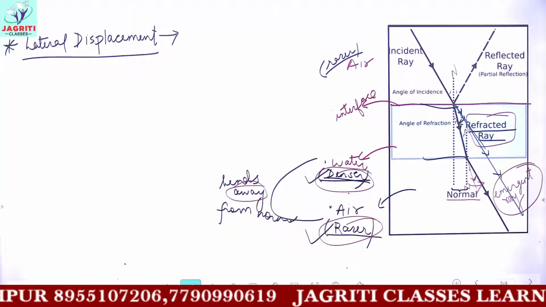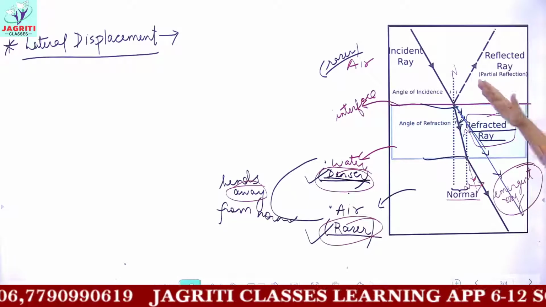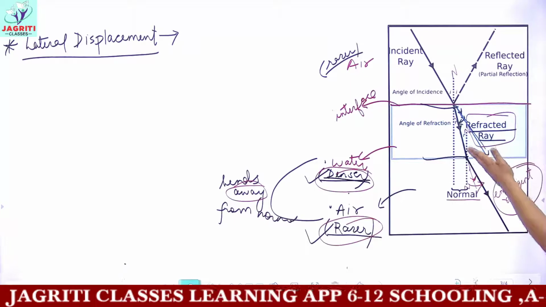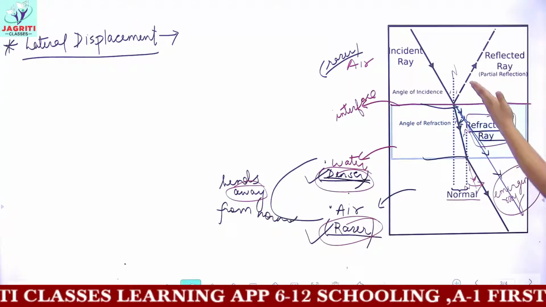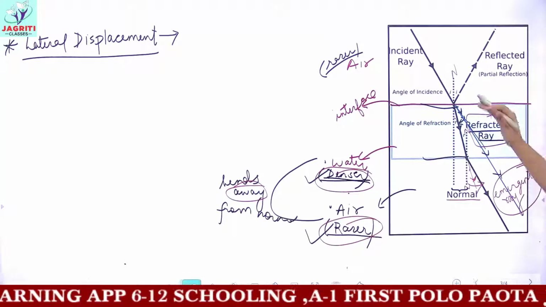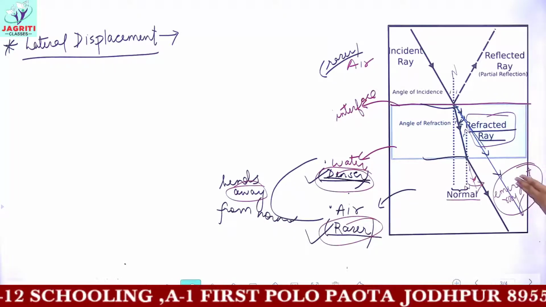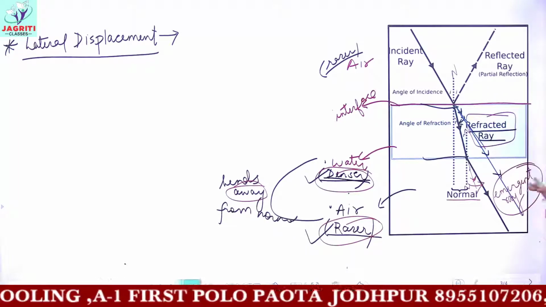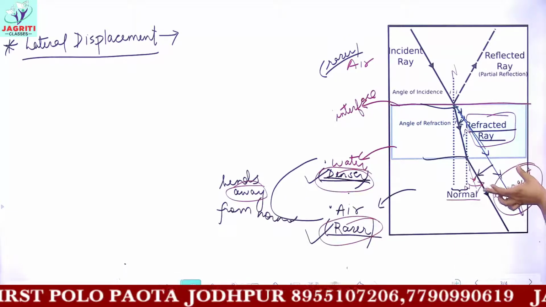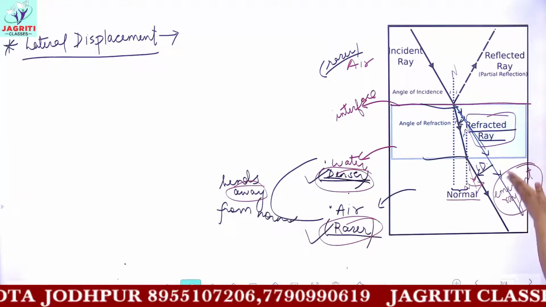changed its path. Emergent ray is what? Emergent ray is the same incident ray which has undergone refraction two times. After refraction, the emergent ray is coming in this direction, and this blue one which I drew here represents the original direction of the incident ray in the absence of refraction. So here you can see that the original incident ray is being deviated at a certain distance. This distance is called the lateral displacement of the incident ray.